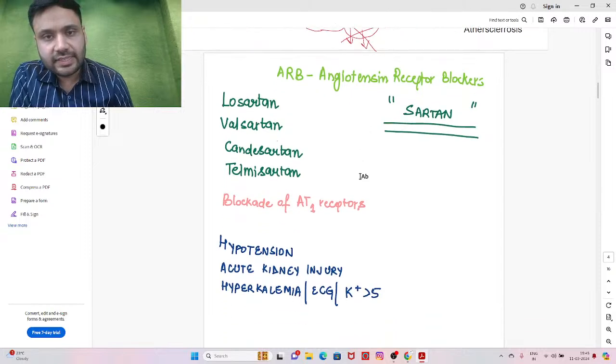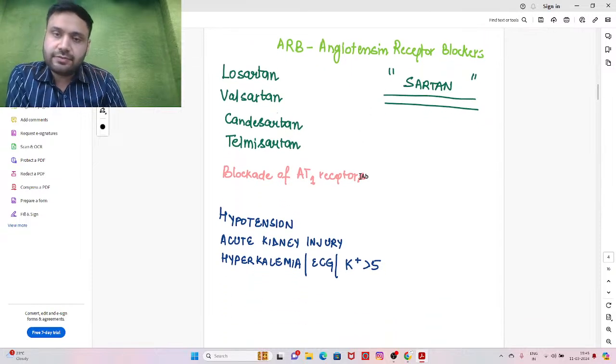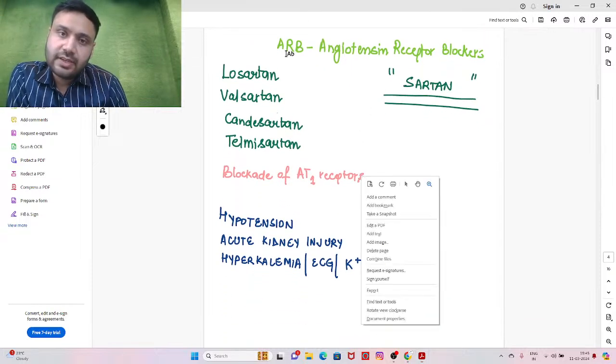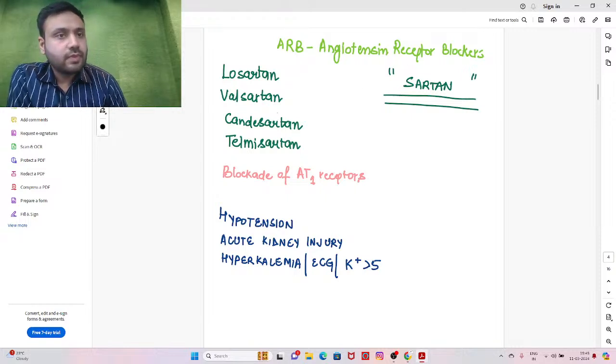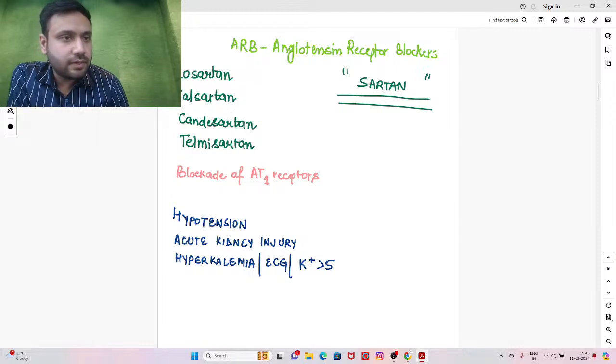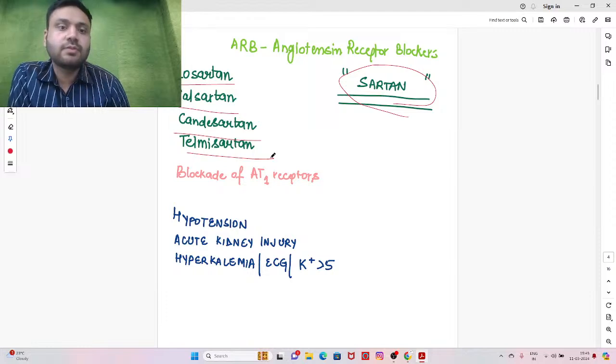Let's move on to the next part of the drugs, that is angiotensin receptor blockers. So these drugs have a common part in their name, that is sartan, SARTAN. As you can read, this is losartan, valsartan, candesartan.